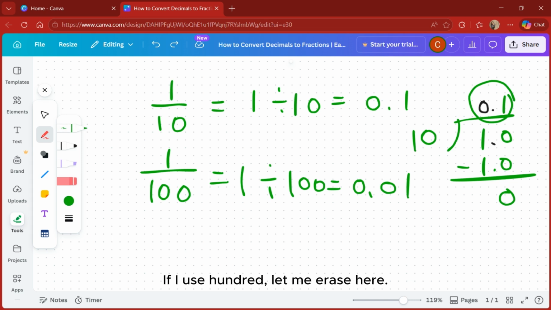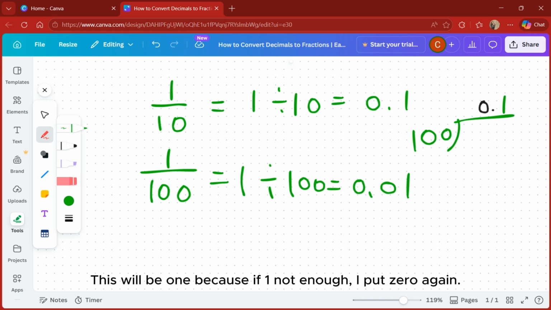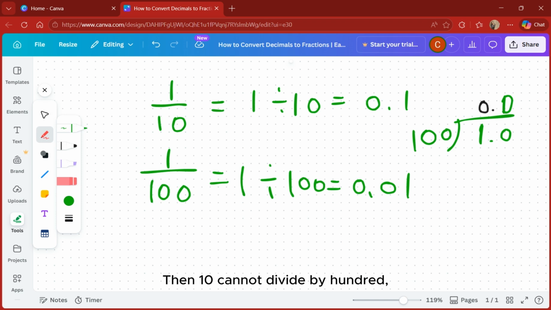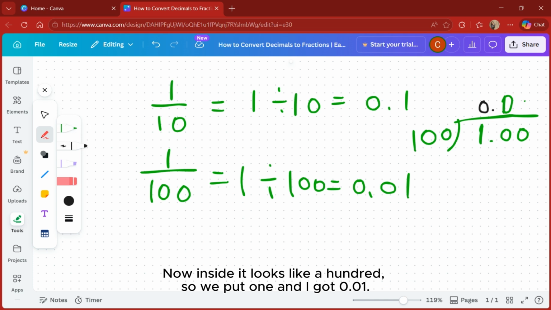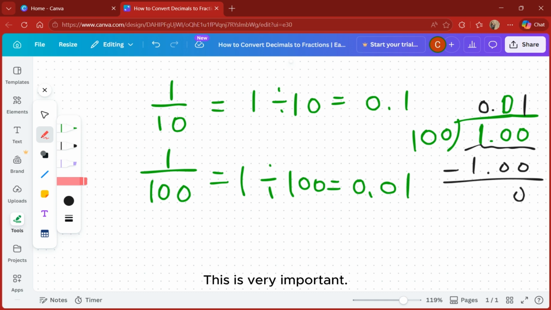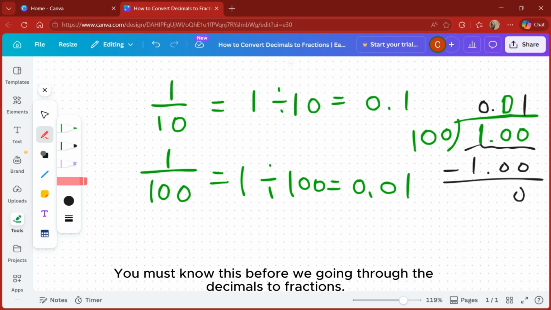Okay. So now if I put one more 0 here, if I use 100, I erase here. So this will be 1, because if 1 is not enough, I put 0 again. Then 10 cannot divide by 100, right? So I put one more 0. Now inside it looks like 100. So we put 1. Right? So I got 0.01. Okay. This is very important. You must know before we go through the decimals to fractions.